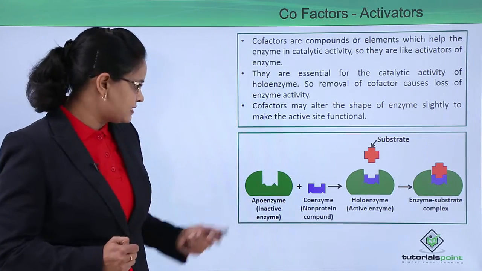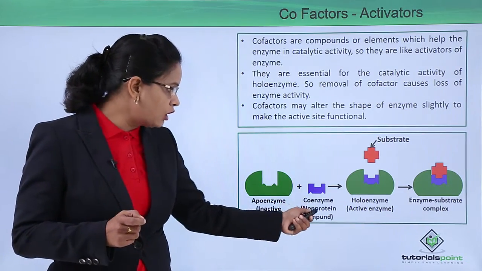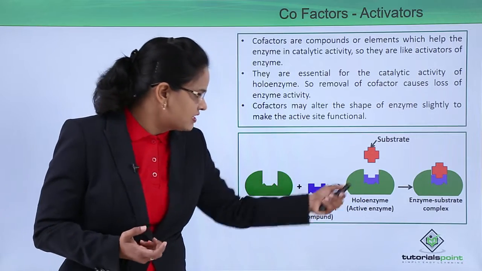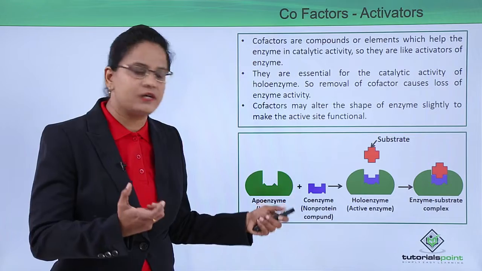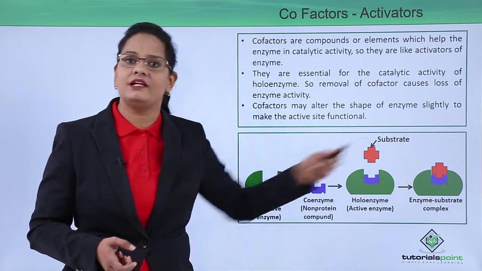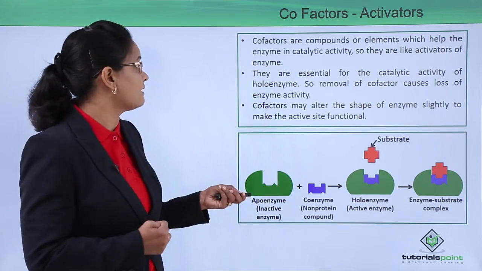See, this is an apoenzyme which is inactive. On its active site, a coenzyme or a cofactor, which is a non-protein part, binds. Now, this active site is feasible for the substrate to attach. See, the substrate is attaching and finally the product will be formed. So, they are activating or increasing the speed of the enzyme.